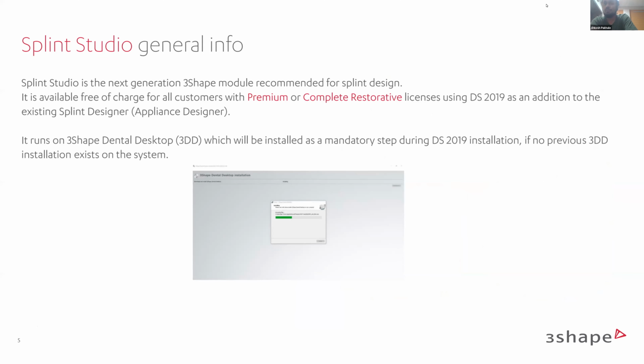Here is how you can check whether the Dental Splint Designer is activated in your dongle or not. If you have lab software and you have Premium or Complete Restorative of 2019, then it will be completely added on to your dongle. It is free of charge. You're not going to pay anything for it.